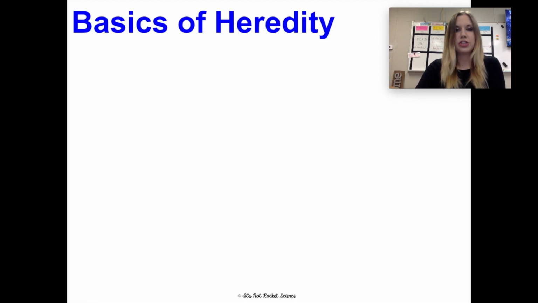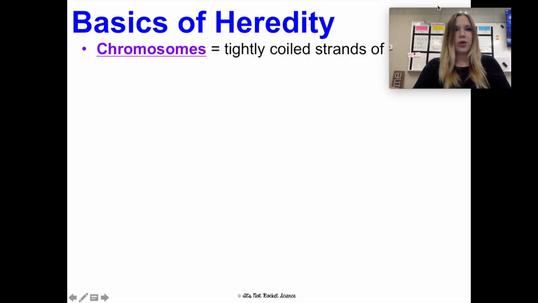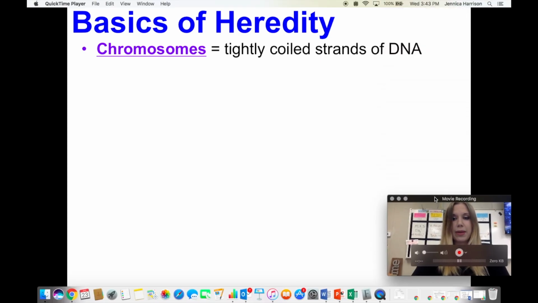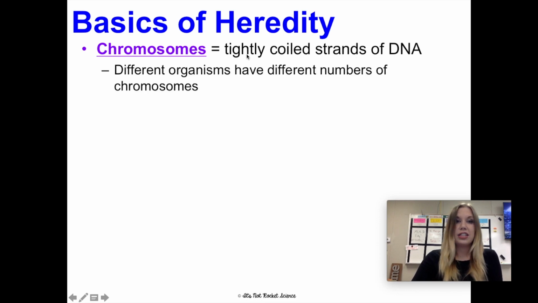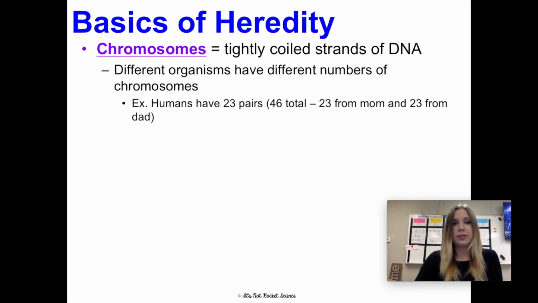Okay, so really quickly, let's go over some additional vocabulary that we've talked about before, some basics of heredity. So chromosomes, when I want you to think about a chromosome, I just want you to think about a tightly coiled strand of DNA. Different organisms have different numbers of chromosomes. For example, humans have 23 pairs, 46 total, and you get 23 from mom and 23 from dad.